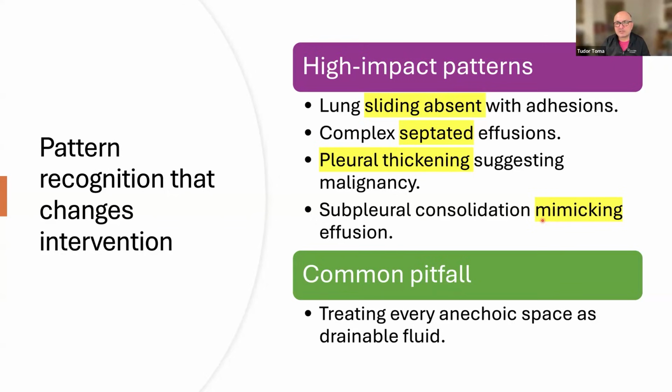So these patterns are important, and therefore the common mistake here is to treat every anechoic space as a drainable fluid. I think that needs to be treated in the clinical context, and the decision should be taken considering the rest of the investigations as well. It might very well be a cystic lesion or some other pathology which requires basically an endoscopy, not necessarily a thoracic ultrasound procedure.